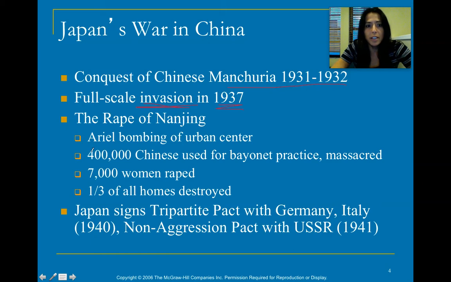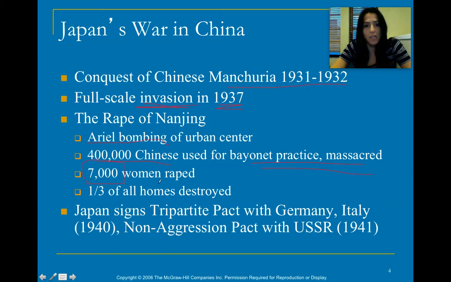Aerial bombing killing thousands of people, 400,000 Chinese being used as bayonet practice. So really unnecessary, terrible violence used against people for no reason. How many women were raped is debatable.